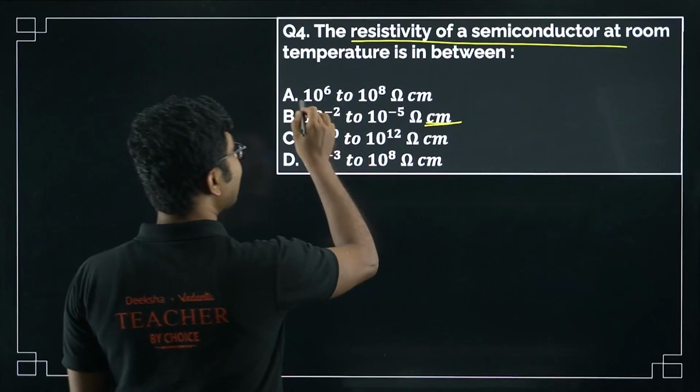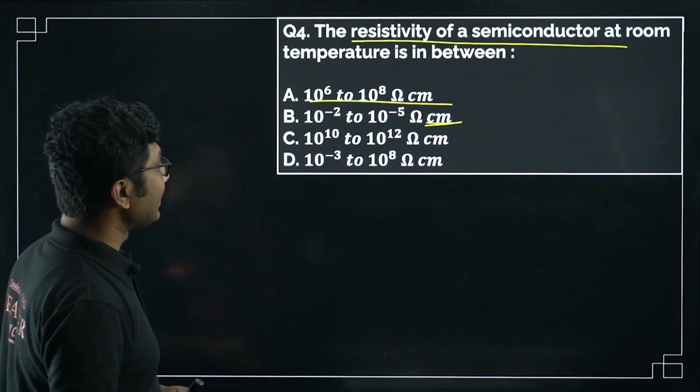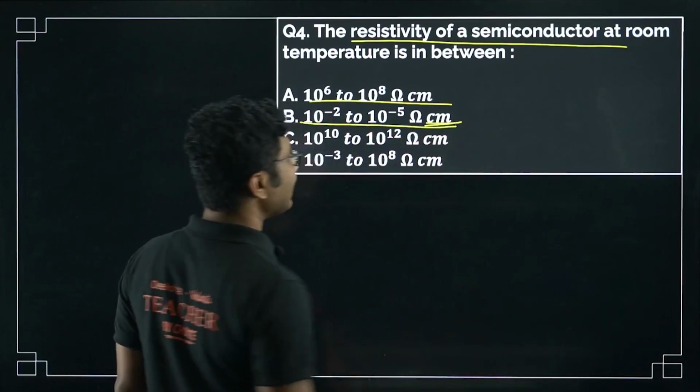Okay, now this is an insulator because its resistivity is very very high. Okay, and if you see, this is a conductor, its resistivity is very very low.